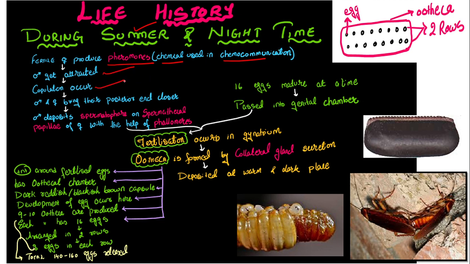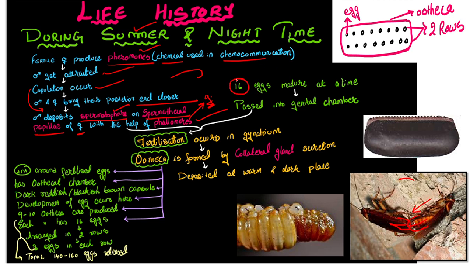So the male gets attracted, copulation occurs, and male and female bring their posterior ends together. How does copulation occur? See here. Can you see? Repeating myself: the female releases a chemical we call pheromones. The male gets attracted, and male and female posterior ends get closer. Due to this, copulation occurs. Now the male deposits spermatophore in the spermatheca. It deposits spermatophore in the spermathecal papillae of the female with the help of the phallomere. What is the phallomere? The external genitalia of the male.